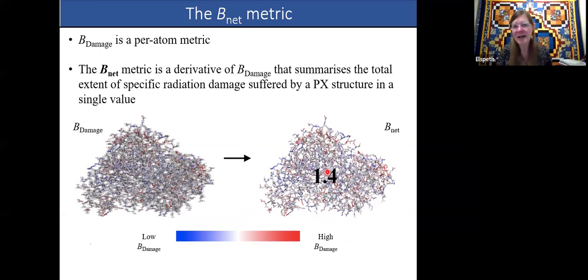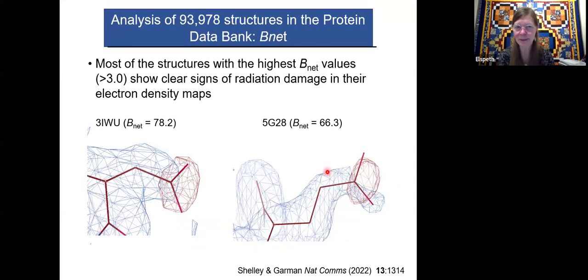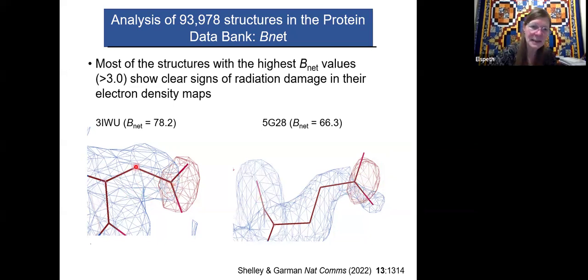Well, it turned out that anything with a Bnet above 3 had serious damage. So here are 2 examples of 78 and 66, so very high Bnet values, and the aspartates and glutamates were basically not there. You can see the difference map there. So the blue is the data, and the red is the difference between the model and the data. And you see the model has the glutamate in, and in the data there's just no density there at all.